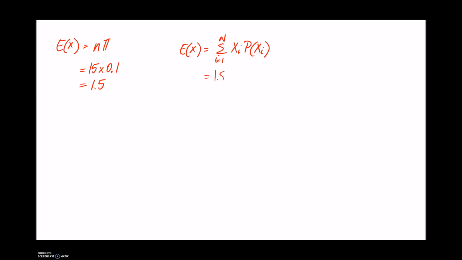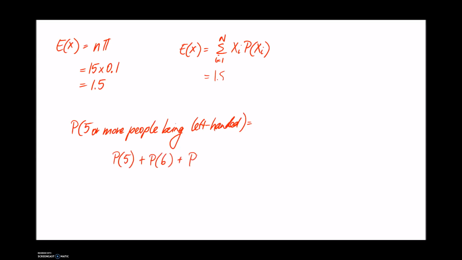So, to get the probability of 5 or more people being left-handed, what I can do is add together the probability of all the events that make that up. So for the probability of 5 or more people left-handed, I can add together the probability of 5 people being left-handed, 6, 7, 8, and so on, and I keep going all the way up until I get to 15.